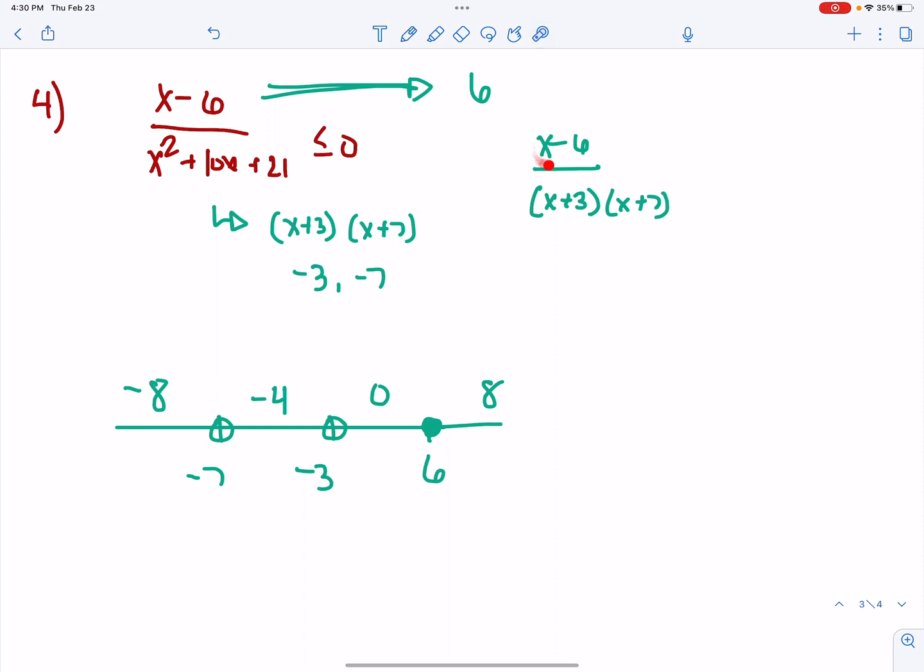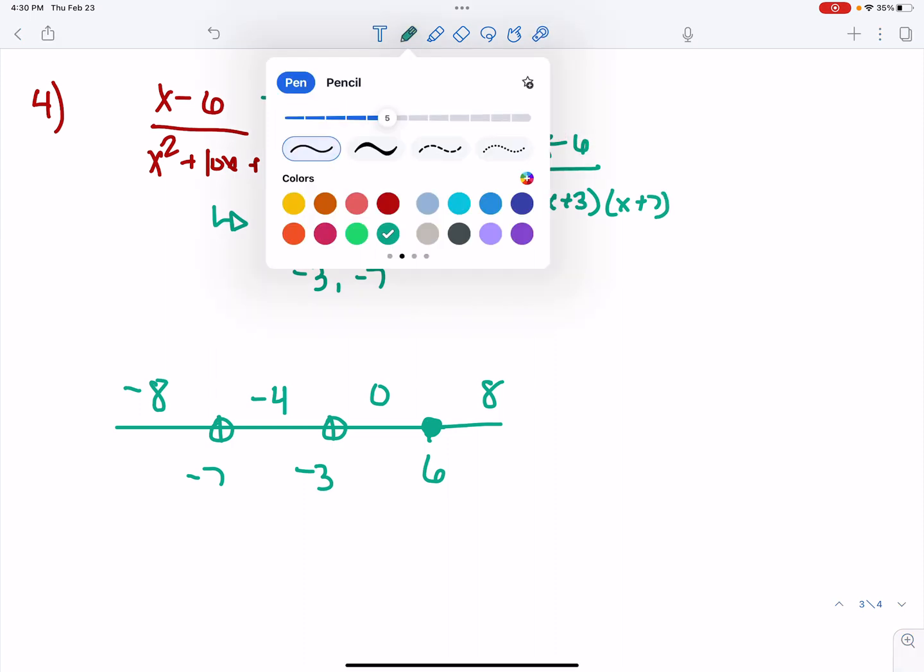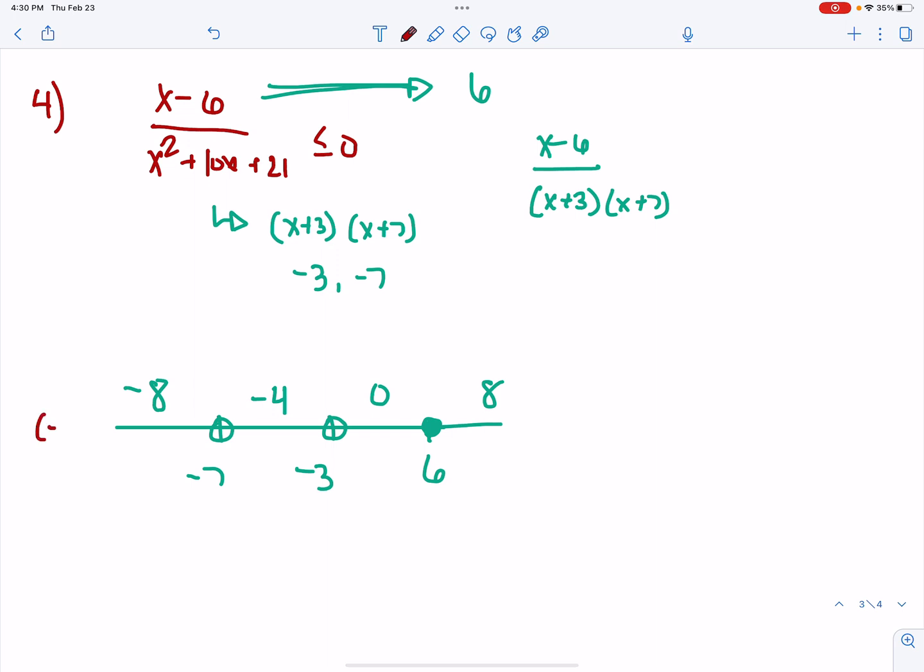If I were to plug in -8, this is going to be negative on top. At the bottom, I have -8 plus 3, which is negative, and then -8 plus 7, which is also negative. A negative and a negative makes a positive. But then I have a negative right here and then a positive right here. So this right here is negative.